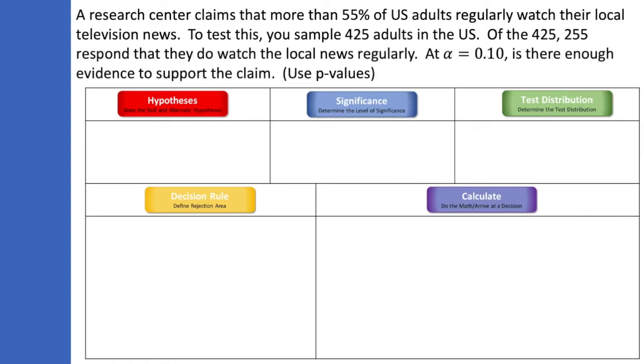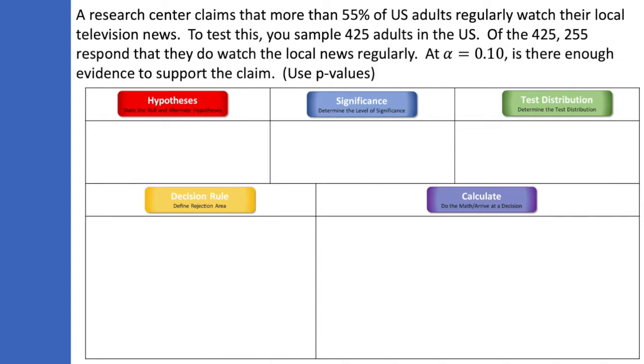Another research center claims that 55% of US adults regularly watch their local television news. To test this, you sample 425 adults in the US. Of the 425, 255 respond that yes, they do watch the local news regularly. We'll use a significance level of 0.10. Is there enough evidence to support the claim?